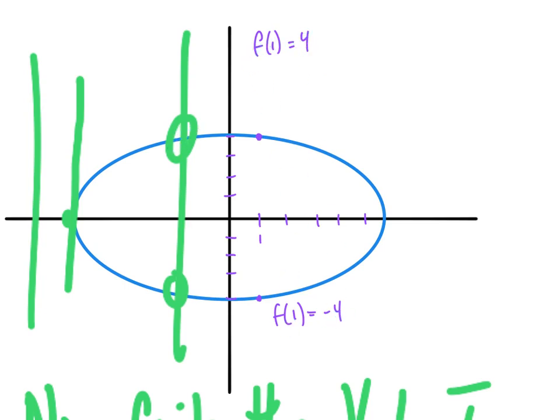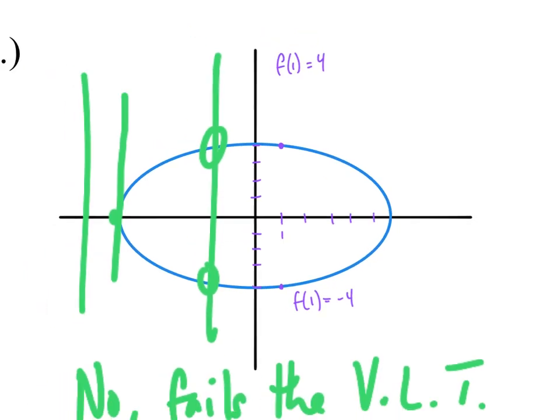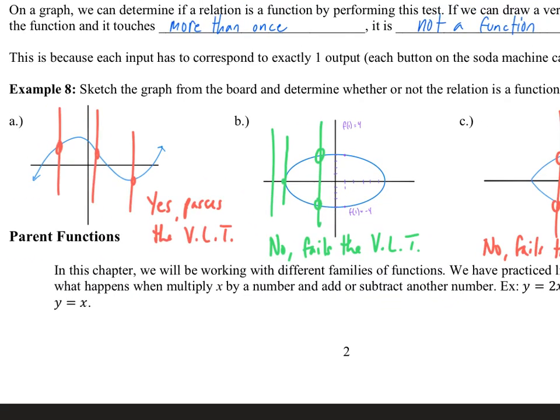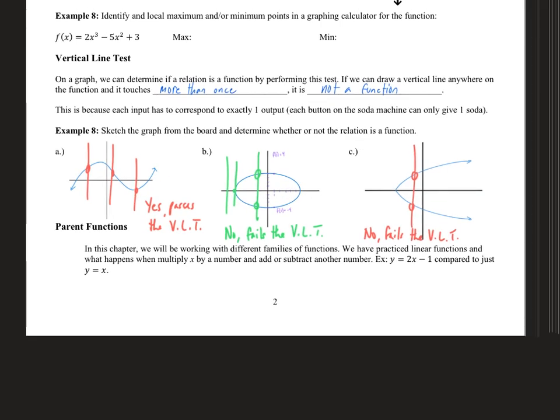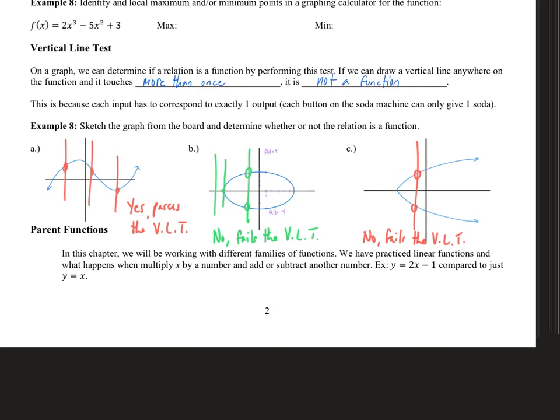And so that's why the vertical line test lets us know if something is a function or not based off its graph. So one input could still have 2 outputs or more outputs. Here we can see that each input only has one. Each x only has one corresponding y. Each input only has one corresponding output.